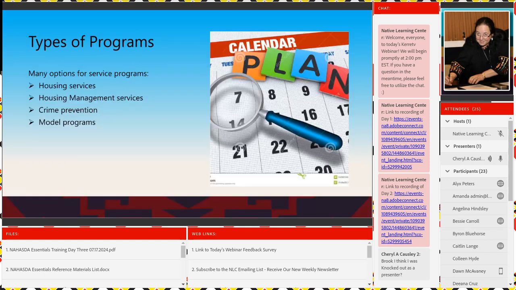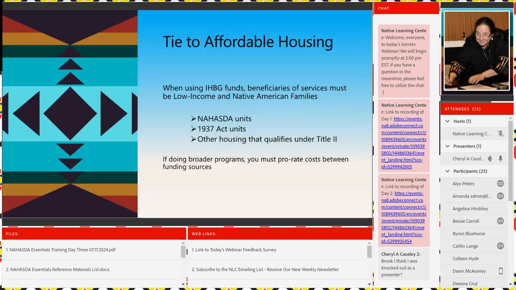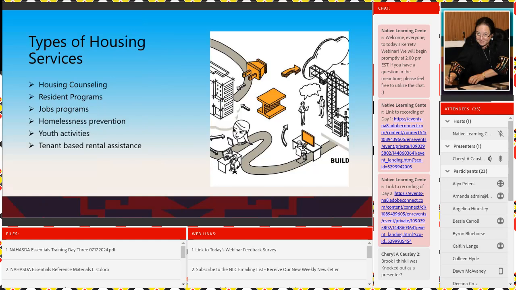Other housing programs. There's many options for service programs: housing services, housing management services, crime prevention programs, and you can do model programs. Like I told you yesterday, the drug dog, lots of different things you can do. Has to tie to affordable housing. So when you're using block grant funds, beneficiaries of services must be low income and Native American families, NAHASDA units, 37 Housing Act units, or other housing that qualifies under Title II. If you're doing broader programs, you've got to prorate those costs between your funding sources.